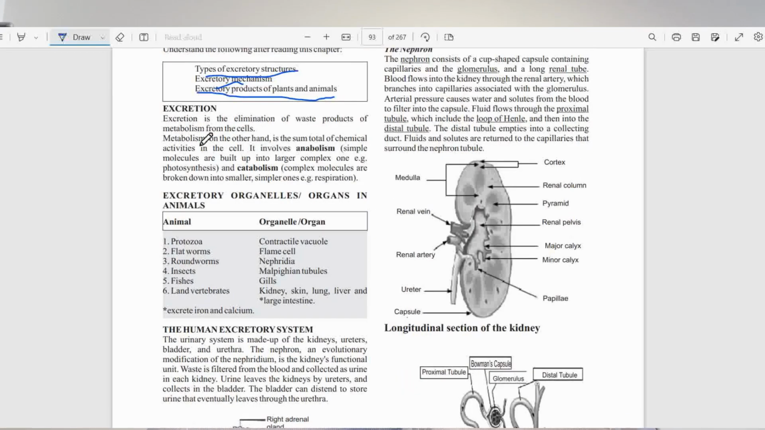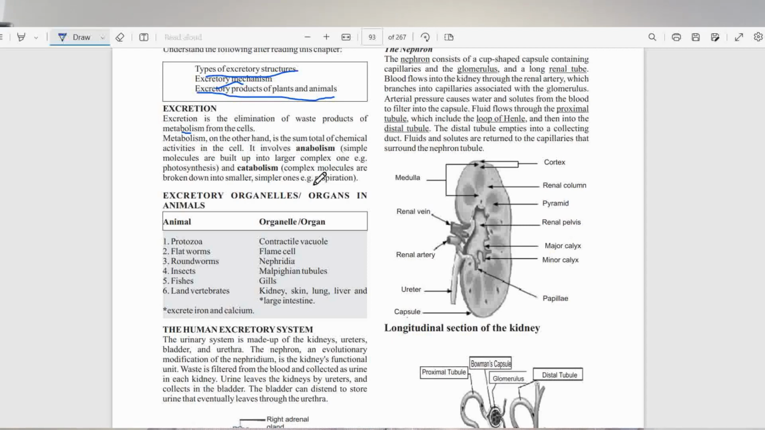To begin with, what is excretion? It is the elimination of waste products of metabolism from the cells. Of course, the key word here is metabolism. So, metabolism is the sum total of chemical activities in the cell. It involves anabolism, which is the buildup of simple molecules into large molecules, for example, the process of photosynthesis. And also catabolism, which is where complex molecules are broken down into smaller, simpler ones.